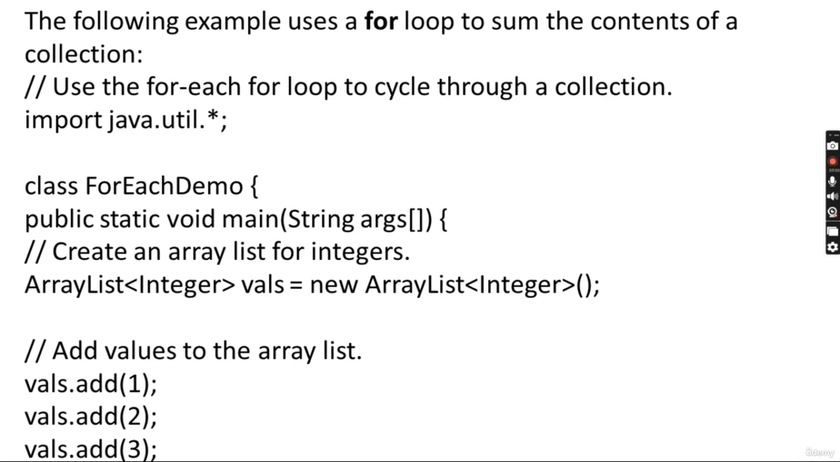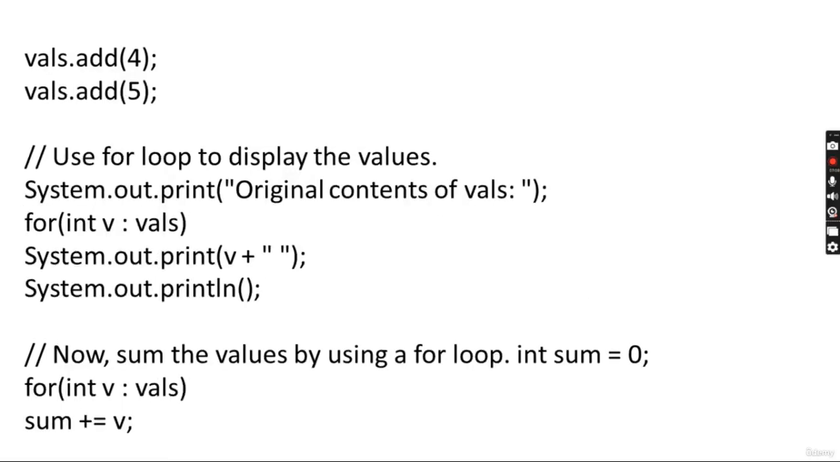Now we will see the for loop used to sum the contents of a collection. An ArrayList of Integer objects is created with 1, 2, 3, 4, and 5. The original contents of vals are displayed, and then for (Integer v : vals), sum += v. So these values are summed up using the for loop, that is the for-each type.